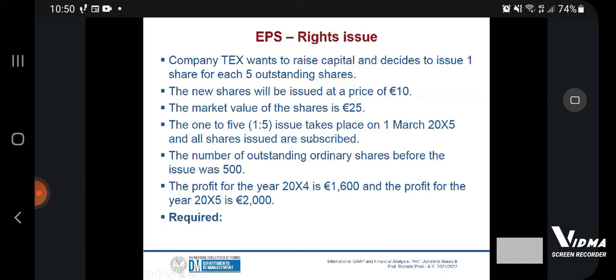What we are required to do is calculate the earnings per share for 2024 and 2025. Remember that the rights issue happened in 2025. Referring to the requirements of IAS 33, we have to calculate the earnings per share for 2025, but also to restate the amount of earnings per share for the previous year, 2024.